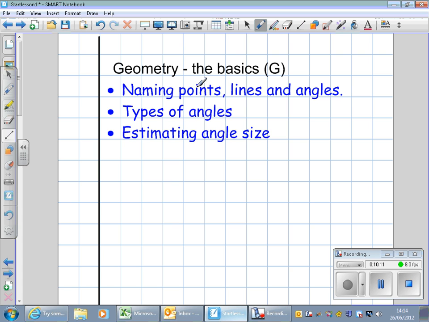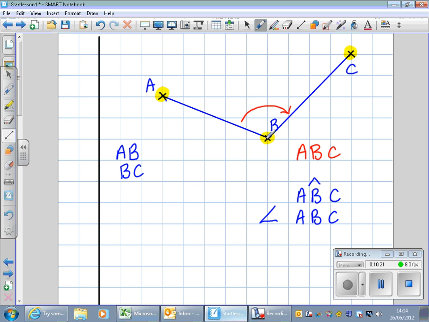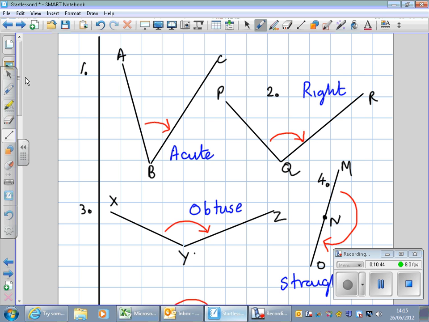Okay, so let's recap. We've looked at naming points, lines and angles, the different types of angles, and finally the harder skill, one we can only really improve through practice, estimating angle size. To recap, we label the points with capital letters. The line segments that join points are referred to by the two letters they join. So this one joining A to B is referred to as line AB. This from B to C, line BC. Angles we refer to with reference to the three points that make up the two lines that join together to form the angle.